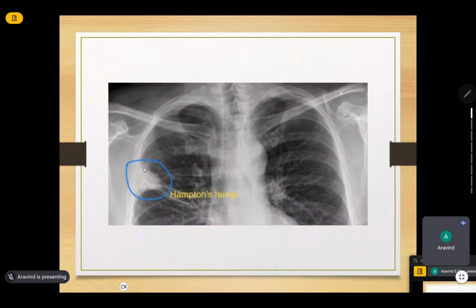And this is called a Hampton's hump, a wedge-shaped opacity, which is usually associated with the pleural lining. So, as I said before, you won't be able to appreciate the pleura in the X-ray, but still you should assume that the border of the lung field is pleura, and here you can see that the wedge, the widened part, is attached to the pleural lining. This is called the Hampton's hump.